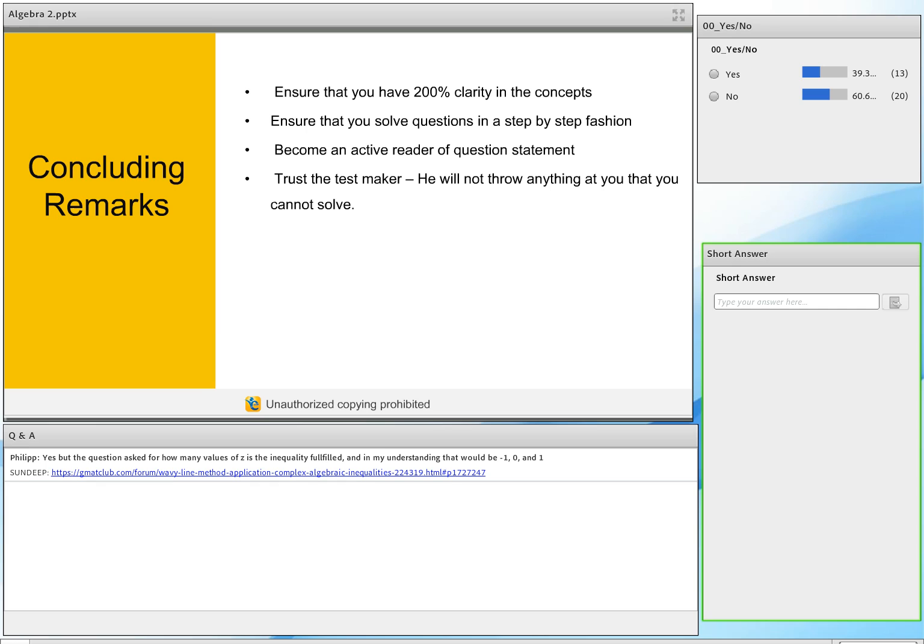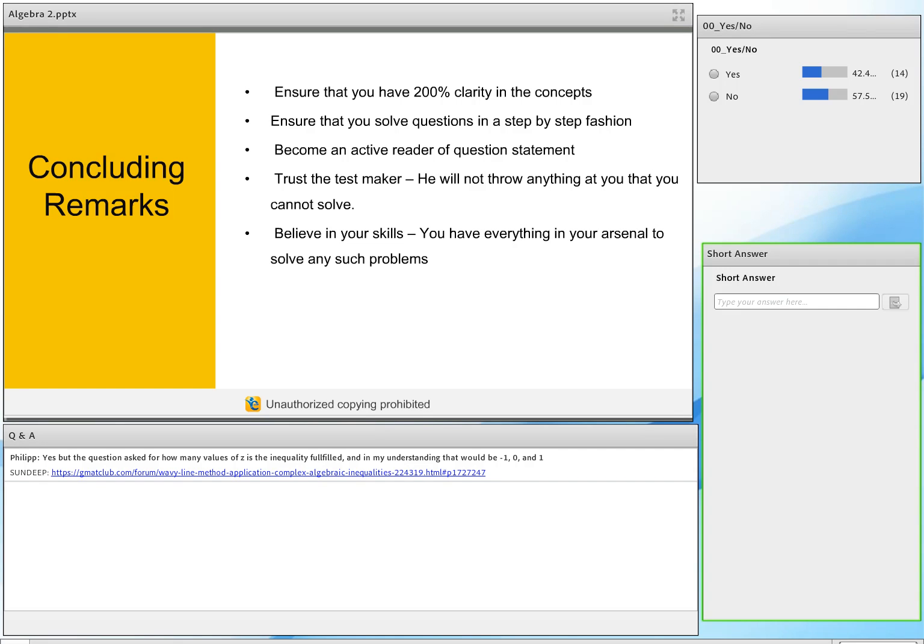The test maker is not going to throw anything at you that you don't know, right? You have in your arsenal everything that you need to solve GMAT questions. And the test maker is not going to throw something at you that you can't solve. What the test maker is going to do is, if you don't follow a methodical process, he's going to utilize those missteps from your side and put those as traps in the answer choices, right? So as long as you follow a methodical approach, you will not fall in the traps that the test maker creates. Okay, but other than that, the test maker is not going to throw anything at you that you can't solve.